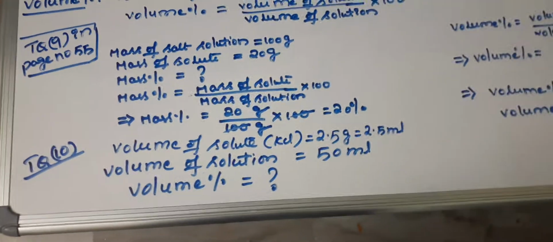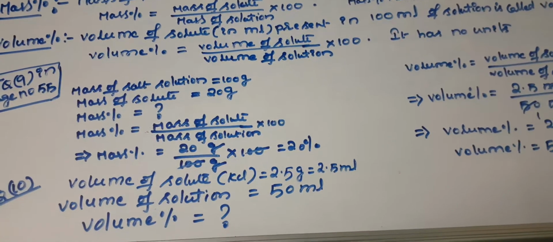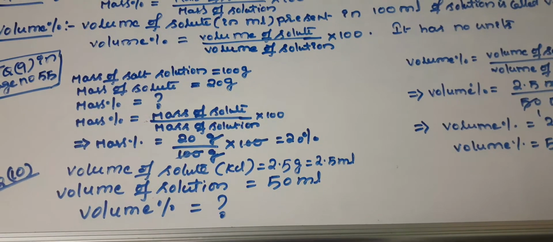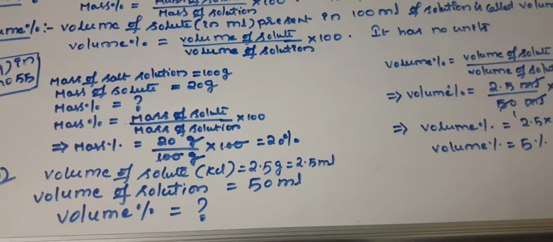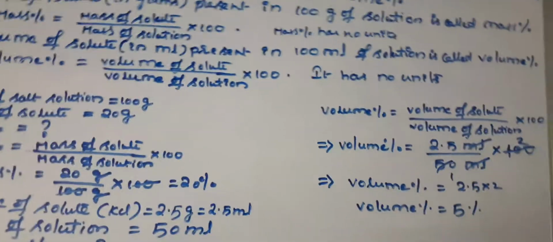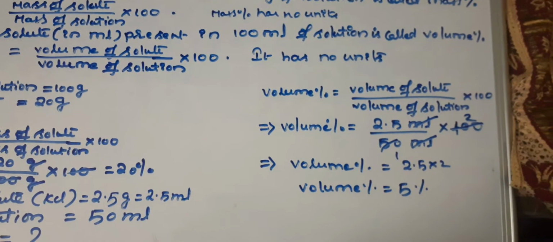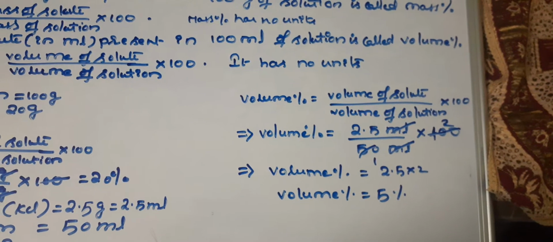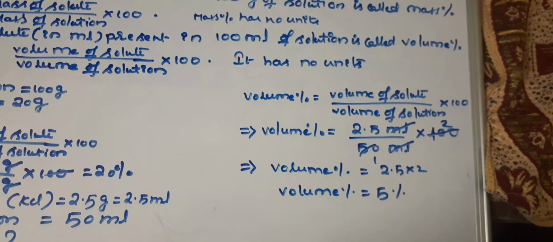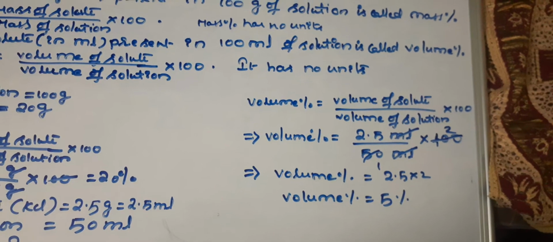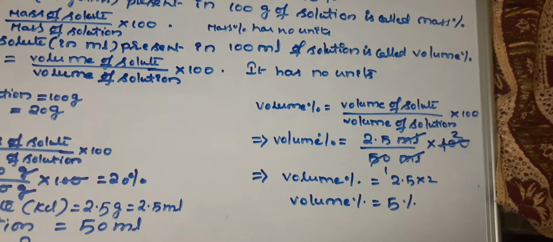Similarly, textual question number 10 is a problem on the topic of volume percentage, students. In the problem, the volume of solute is given as 2.5 ml and the volume of solution is given as 50 ml. Now we want to find the volume percentage. The formula for volume percentage is volume of solute by volume of solution into 100. So volume percentage is equal to 2.5 ml by 50 ml into 100. On cancellation, ml cancels, and 50 into 2 is 100, so volume percentage is equal to 2.5 into 2, that is 5%.